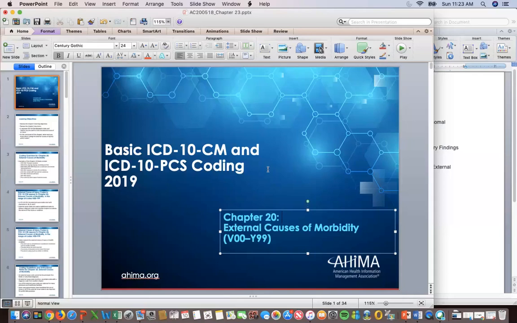Were they a motorcycle rider? Were they the driver? Were they a passenger, etc.? So you can be very, very specific. Pedestrian injured by train, motorcycle rider injured in transport accidents. You can see these are the external causes of morbidity, and we do use those.